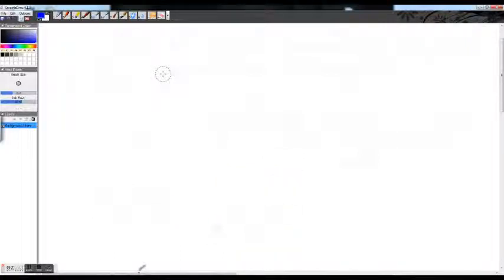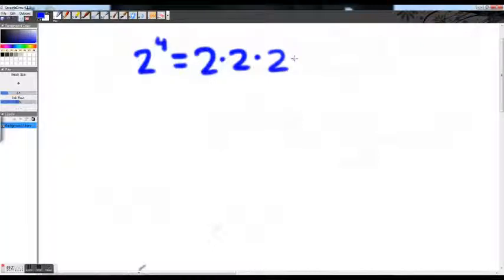If we were going to take 2 to the 4th power, this operation would be equivalent to 2 times 2 times 2 times 2. 2 times 2 is 4. 4 times 2 is 8. And 8 times 2 is 16.